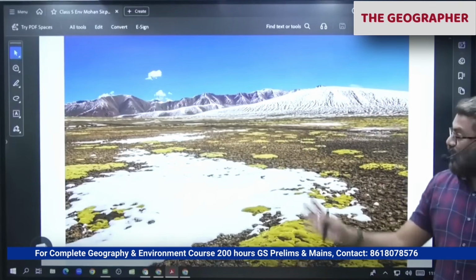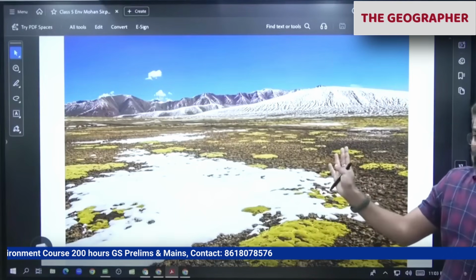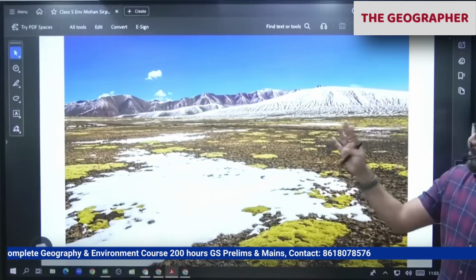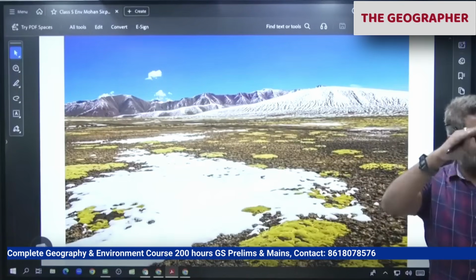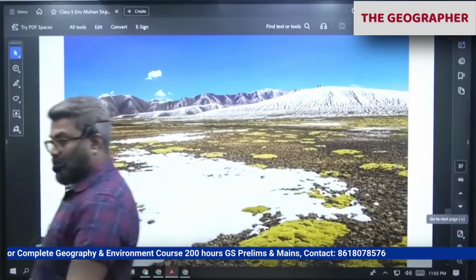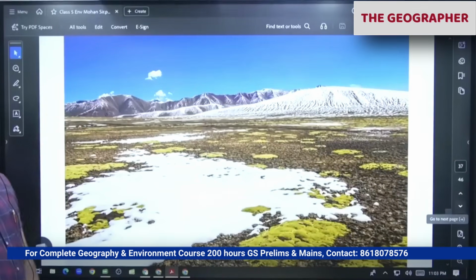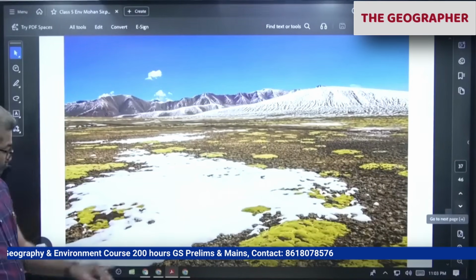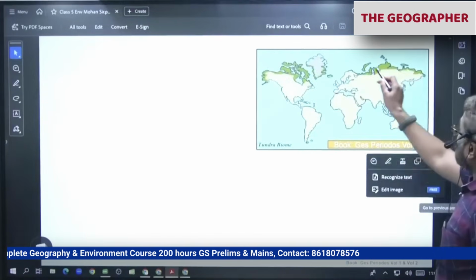So this is tundra. Tundra doesn't have much vegetation. Notice only mosses, lichens and small plants will grow, flowering plants, only in summer. The rest of the time it is always under snow. Where is this? Above the Arctic Circle. Notice, Arctic Circle, 66.5 degrees north, towards the poles. Okay, it will be always like this in summer. In winter, it may snow. Okay, so notice this.